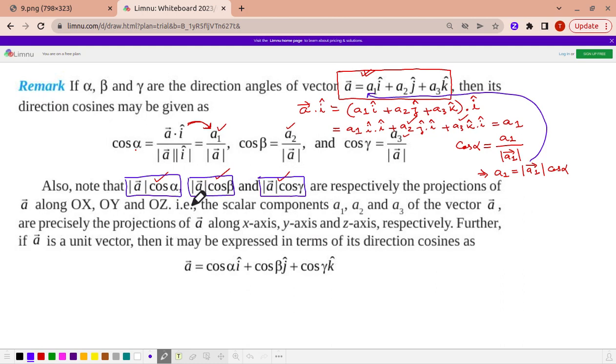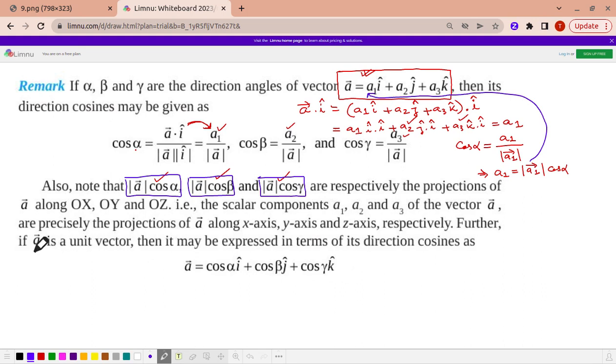So what we get, dear students, is that mod A cos alpha, mod A cos beta and mod A cos gamma are respectively the projections of A along OX, OY, OZ, that is, the scalar components A1, A2 and A3 of the vector A are precisely the projections of A along the x-axis, y-axis and z-axis respectively. Further, if A is a unit vector, then it may be expressed in terms of the direction cosines as A equal to cos alpha i cap plus cos beta j cap plus cos gamma k cap.